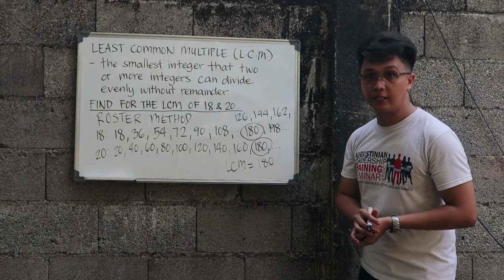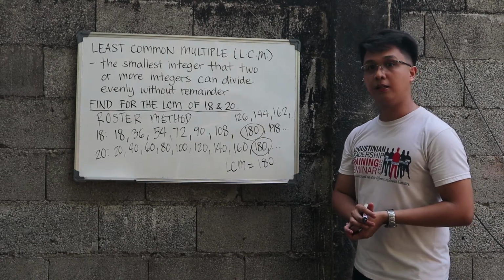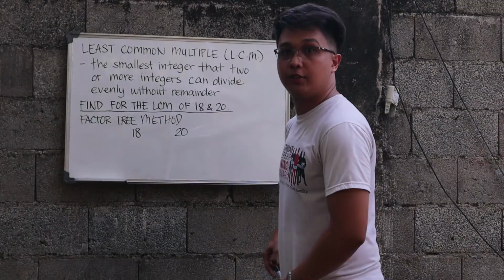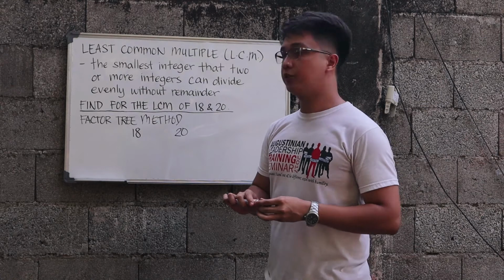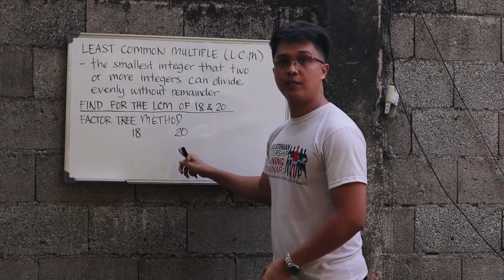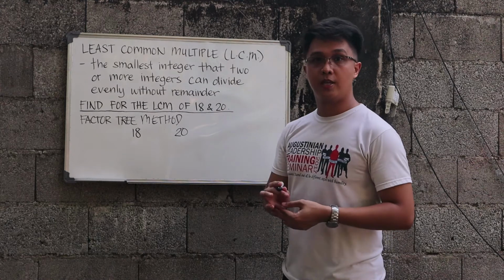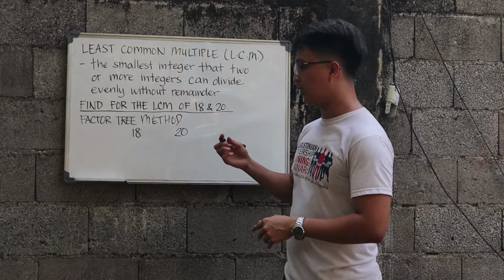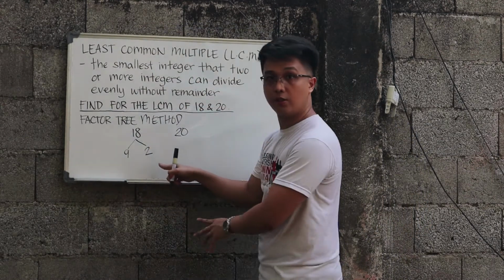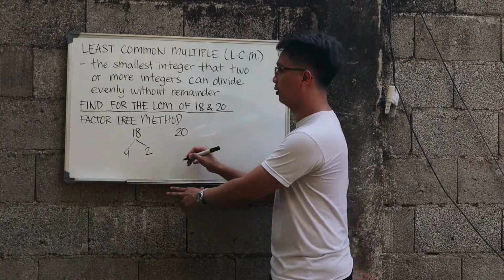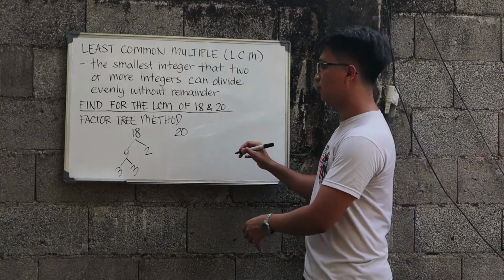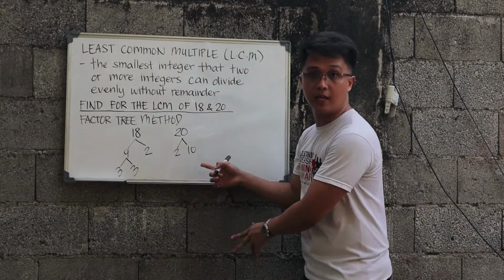So there are other techniques that are faster, called the factor tree and continuous division. For the factor tree method, for 18 and 20, we're going to find the prime factors and then find the LCM. So factor tree: 18 is 9 times 2. 2 is already prime, so 9 needs to be factored. 9 is 3 times 3. What about 20? 20 is 2 times 10, and 10 is 2 times 5.